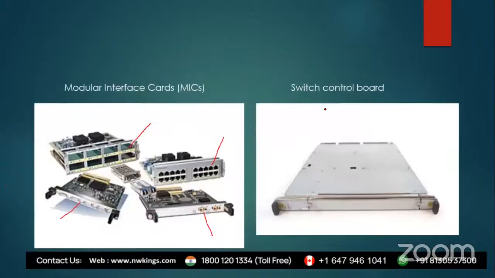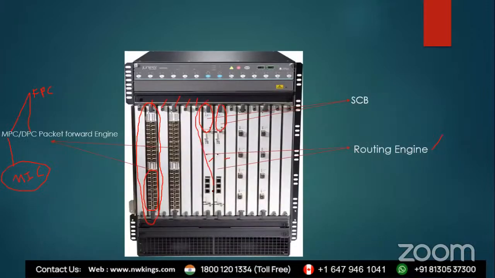And this is a switch control board. You can see, right? This is the empty slot. We haven't installed any routing engine here. This is the empty panel. You can remove these screws and install the routing engine, and this entire card you can install on the chassis here. These are the hardware components.